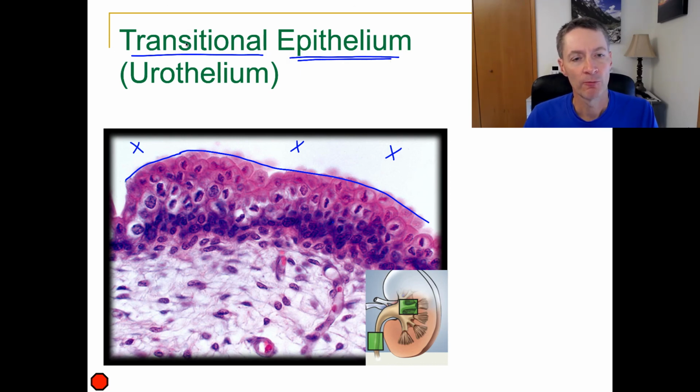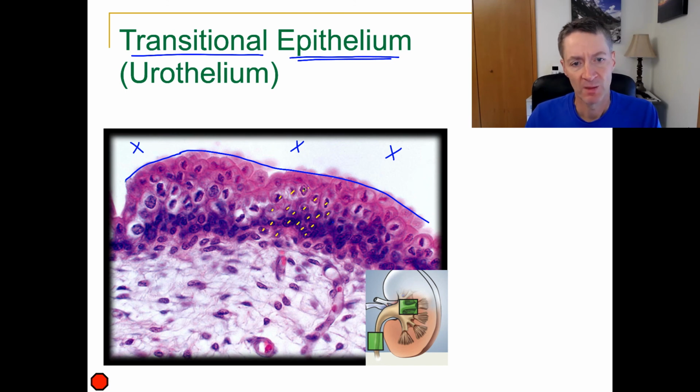Now we have to look at, is it simple or stratified? That's usually our first thing. So we look for nuclei. So I'm looking and I see nucleus, nucleus, nucleus, nucleus, nucleus. I'm just marking all the nuclei I can find here. And it looks like it could be stratified.